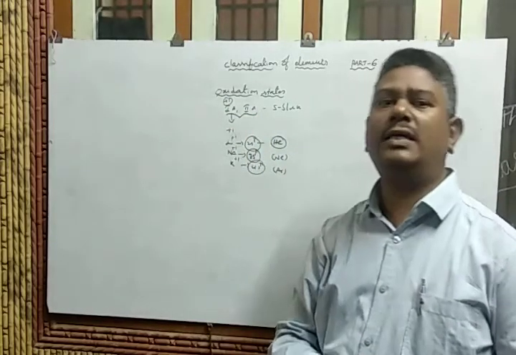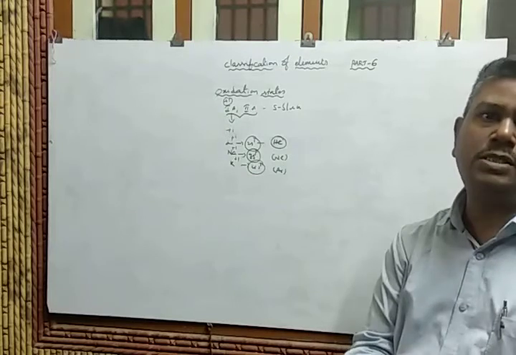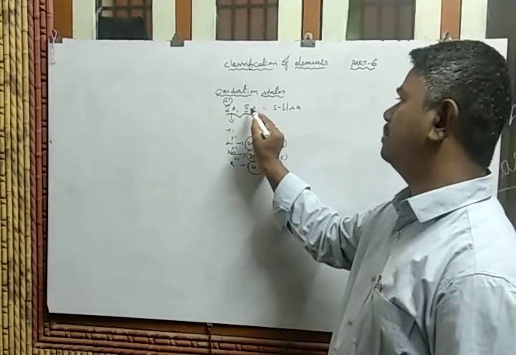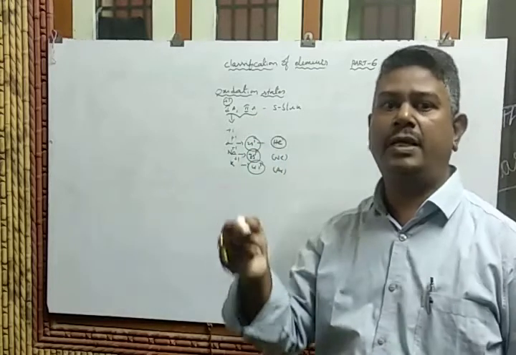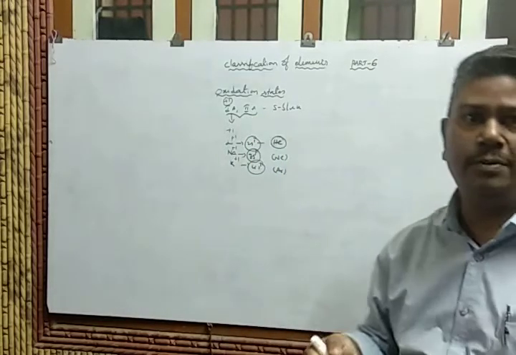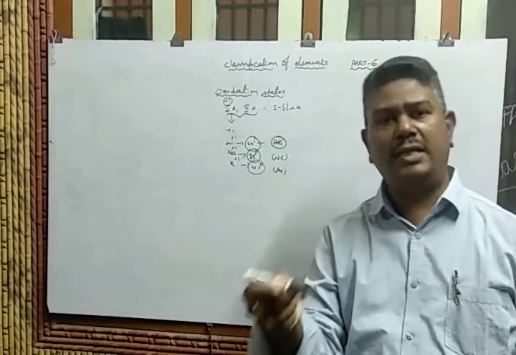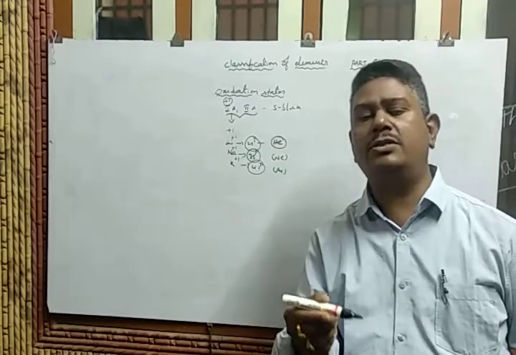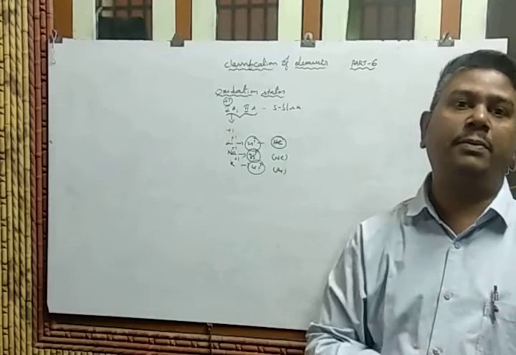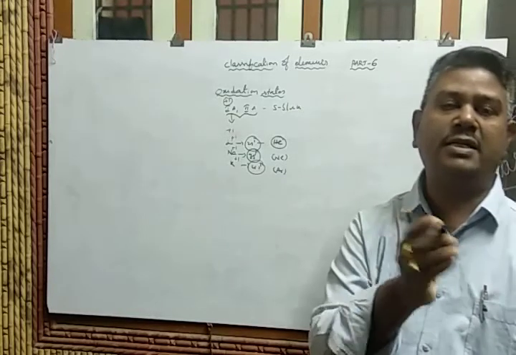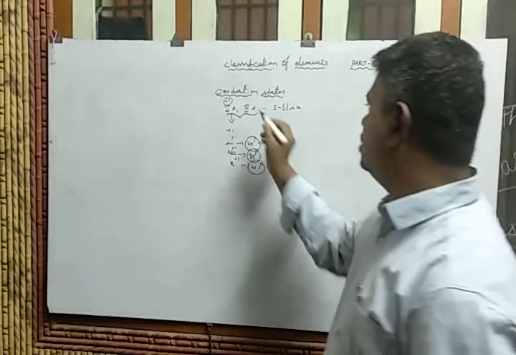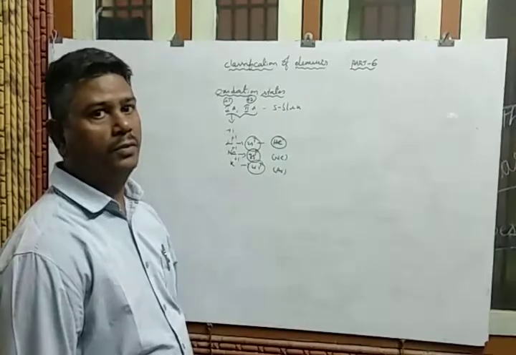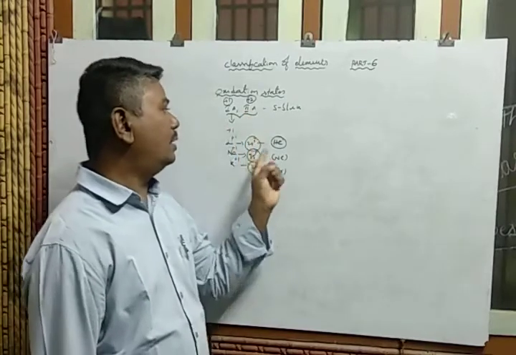Same as in the case of second A group elements, they lose 2 electrons. So while observing the electron configuration of beryllium, magnesium, calcium, strontium, barium, radium, 2s2, 3s2, 4s2, 5s2, 6s2, 7s2, if these elements lose 2 electrons, then what happens? They gain the nearest inert gas configuration. So that's why these elements show a +2 oxidation state.